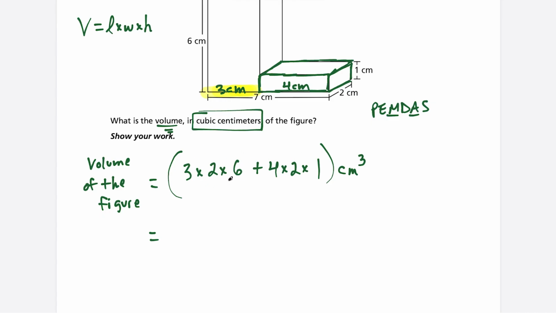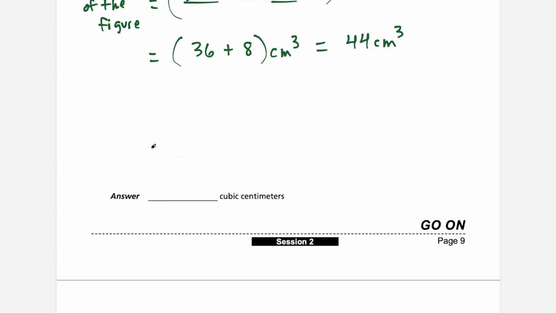So we're going to say the volume now is equal to, we have 3 times 2 is 6, and then 6 times 6 is 36. So I have 36 plus, and then I have 4 times 2 is 8, and 8 times 1 is 8. And then the units here are cubic centimeters. But now I just have to add 36 plus 8 is 44. So the volume of the figure is 44 cubic centimeters. So we'll just record our answer. Our solution is 44 cubic centimeters.